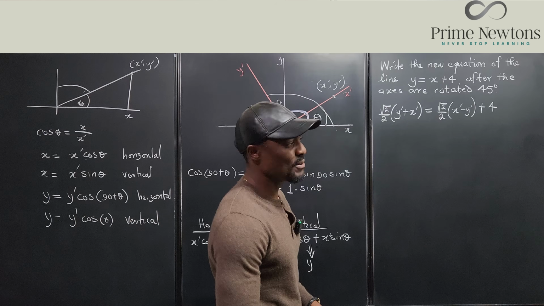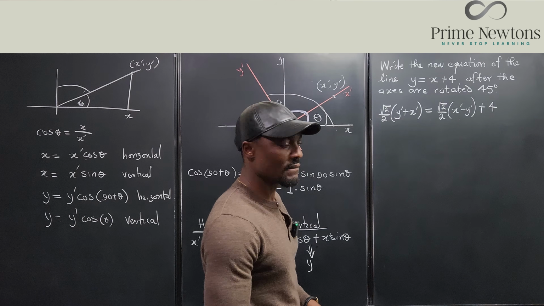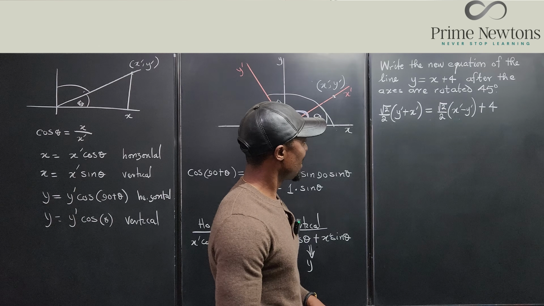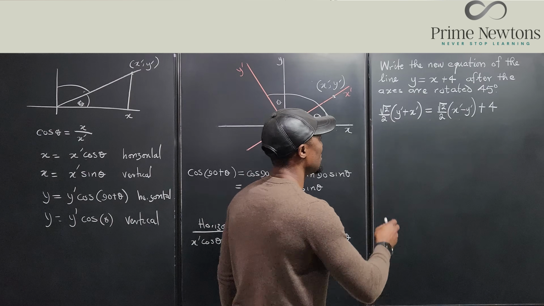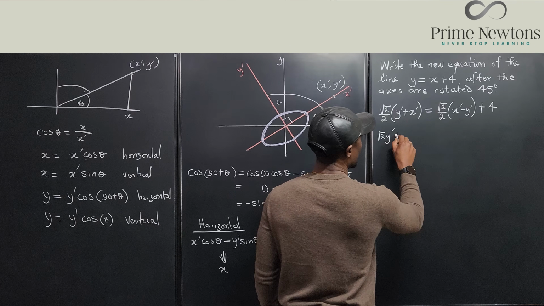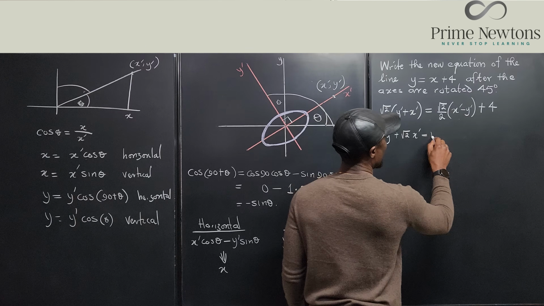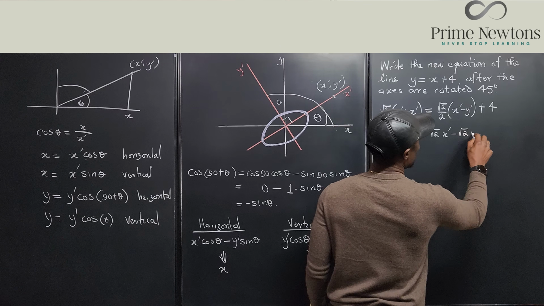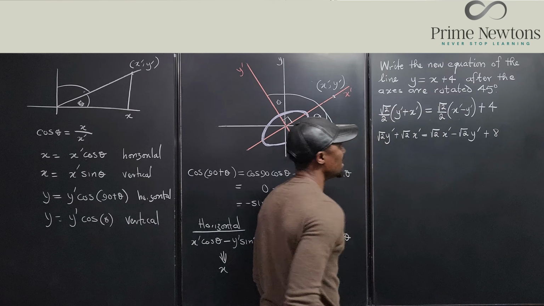Let's get rid of the 2's. I'm going to multiply everybody by 2, so we can get rid of the fractions. We end up with rad 2 y prime plus rad 2 x prime equals rad 2 x prime minus rad 2 y prime. Because we've multiplied by 2, this would be plus 8.